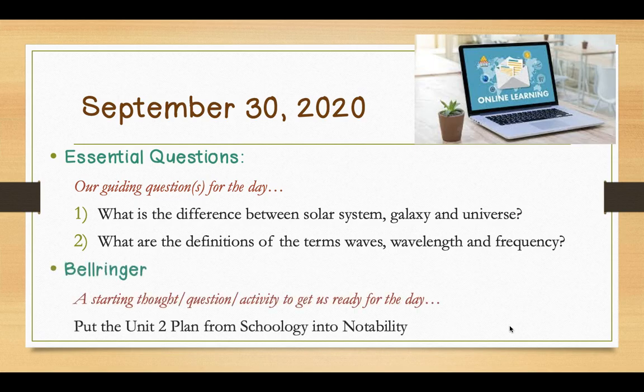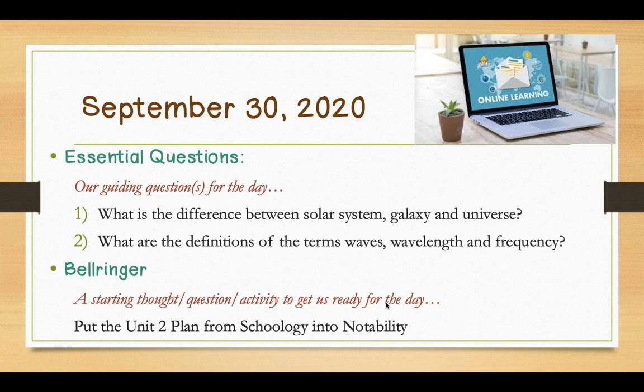For your bell ringer, I'd like you to put the Unit 2 plan from Schoology, the folder today, September 30th, into Notability. That's going to get you ready for today, because it also will set you up for looking at different parts of this unit. What are the assignments? You can fill out the dates for the different days that we're going to be doing things, just to get you organized. So put that Unit 2 plan from Schoology into your Notability.